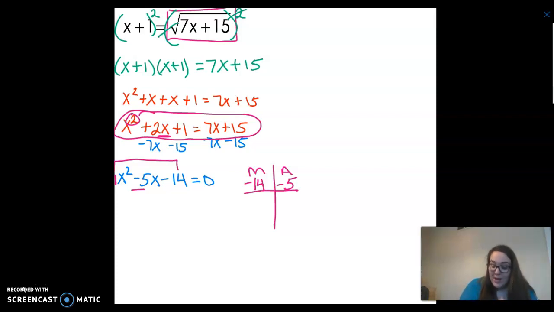Factors that multiply to negative 14. Negative 1 times 14. That's not going to work. I have negative 2 times 7. That's closer, but I want 2 and negative 7, so that I end up with a negative 5. Then remember, you want to take these factors. X squared minus 7x plus 2x, and it does not matter the order, that just happened to be where I put them, minus 14 equals 0. Group them and factor.